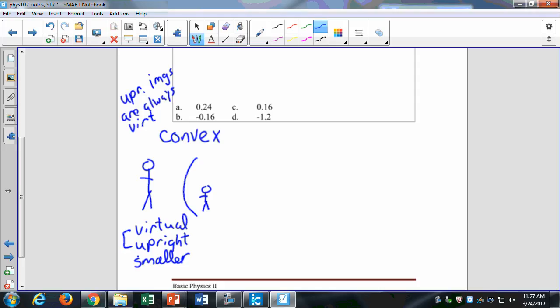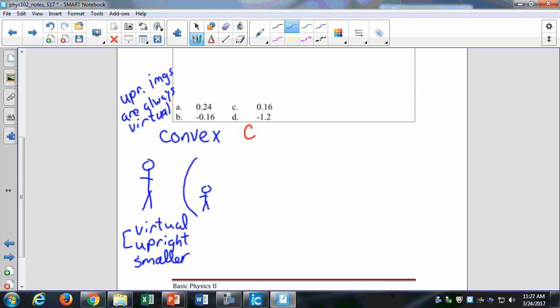Because, you know, our magnification is negative Q over P. If I have an upright image, that means its magnification is positive. So Q has to be negative in order to make that positive. So convex mirrors produce that kind of image.